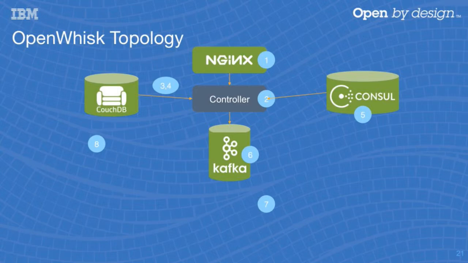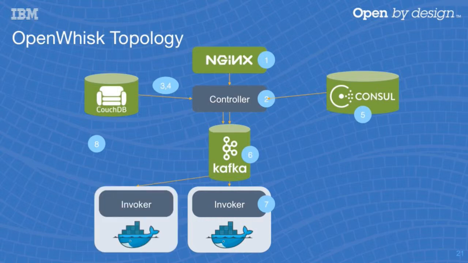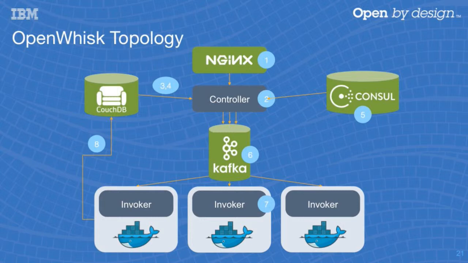So once the controller knows from Consul the set of invocation machines, or a particular invocation machine, where I can push my action, it puts that request in the Kafka queue. There are all these different invokers listening to the Kafka queue, and based on that, they are invoked. So your request can land on one of the invokers which you have deployed for OpenWhisk. Under the covers, all your actions are getting executed inside Docker containers.